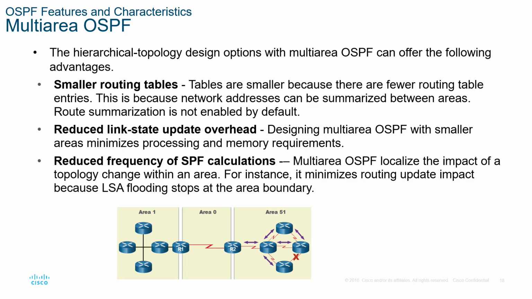The hierarchical topology being looked at here basically allows for smaller routing tables. It will reduce the link state update overhead. Basically, you stay within your area, so area 1 will have its routing updates, area 51 will have its routing updates, and it will also reduce the frequency of the calculations, because again, you're only working within your area.